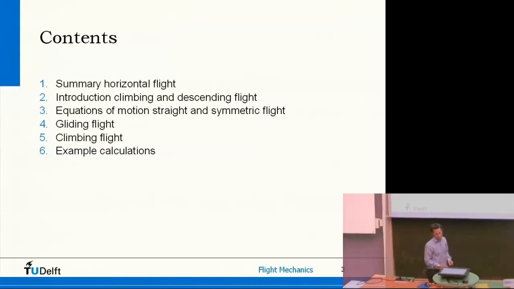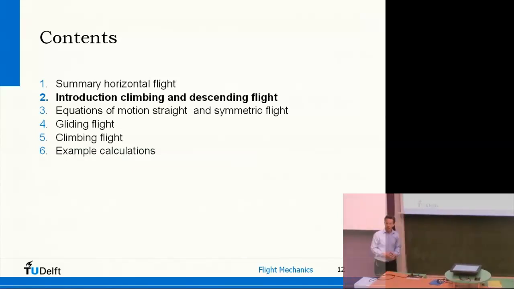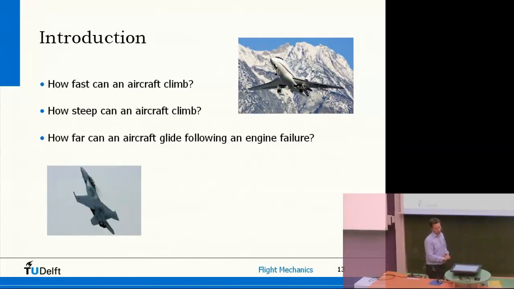Now, I'm not going to give a summary of the horizontal flight because I just did that. But now let's have a look at climbing and descending flight and what could actually be the parameters that you try to maximize in that case or minimize. So the question I'd like to answer is, how fast can you climb? How steep can you climb? And how far can you glide? Now these are different things.